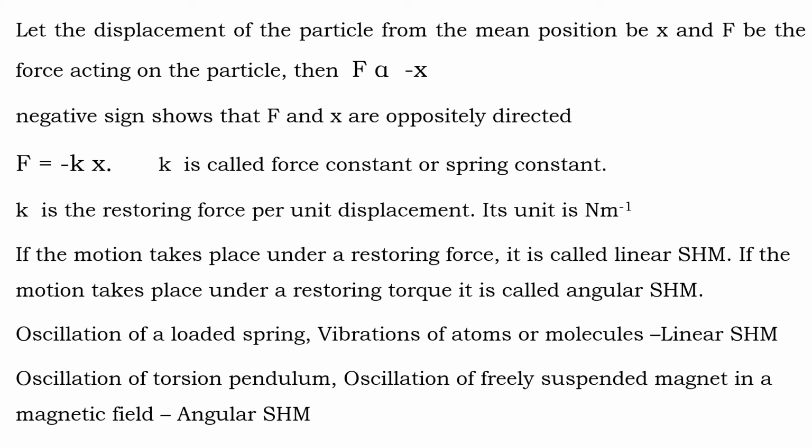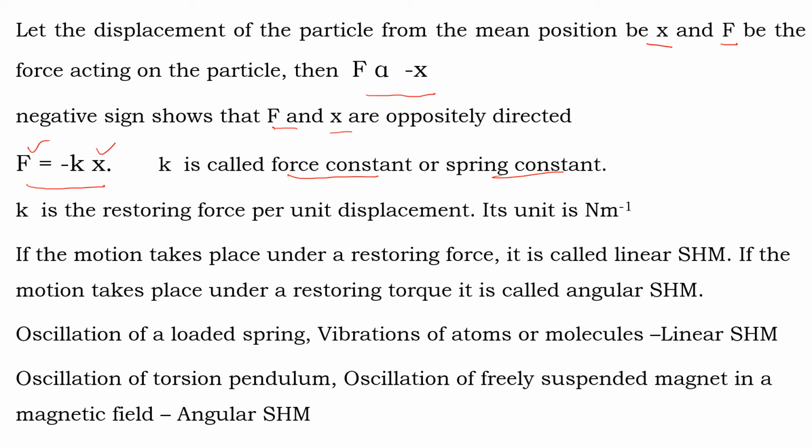Next, let the displacement of the particle from the mean position be x and F be the force acting on the particle. Then F will be proportional to minus x. The negative sign shows that both the force and x are oppositely directed. From this equation, instead of the proportionality sign, we can use a constant, K, and this constant is called force constant or a spring constant. It is called a force constant because it is a constant connecting the force with the displacement.